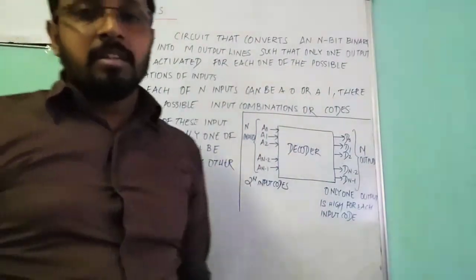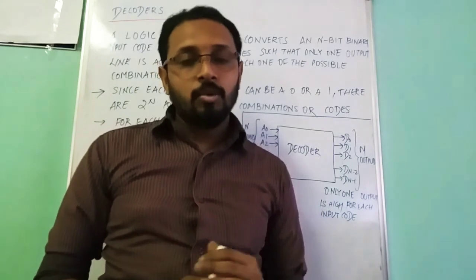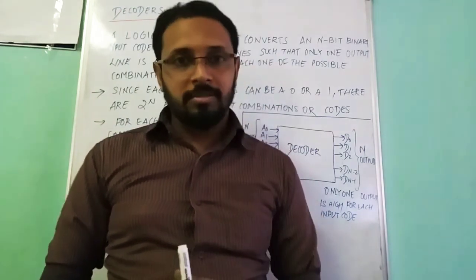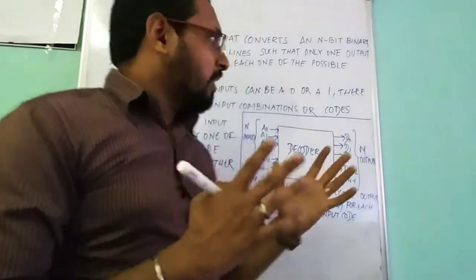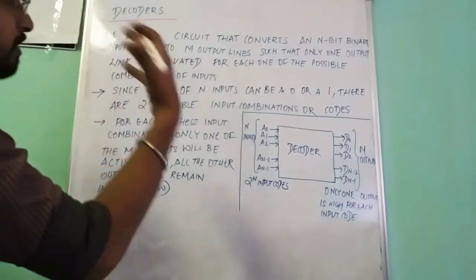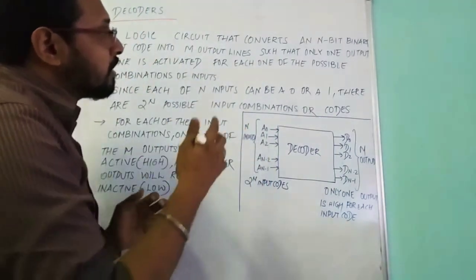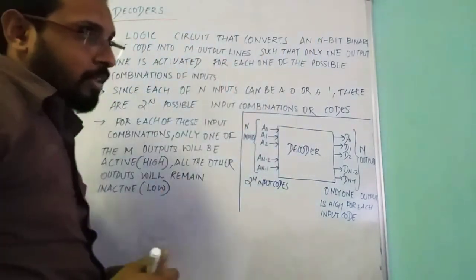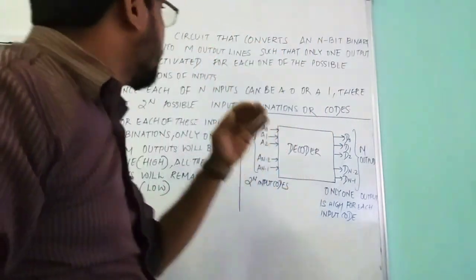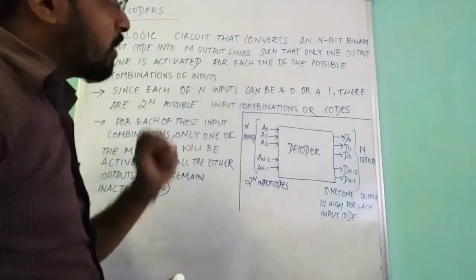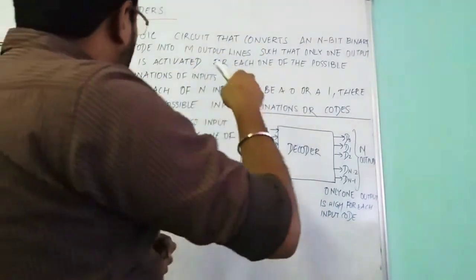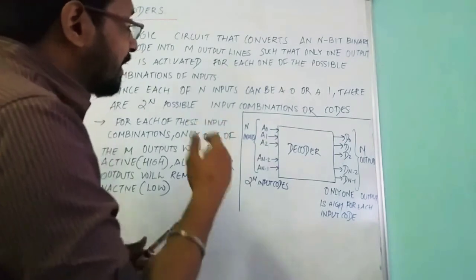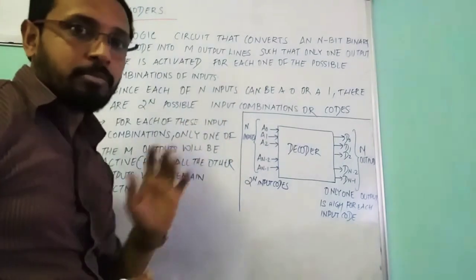We have already discussed the concept of encoders. Today we will discuss decoders. Actually, this logic circuit, the decoder, converts an n-bit binary input code into m output lines such that only one output line is activated for each one of the possible combinations of inputs.